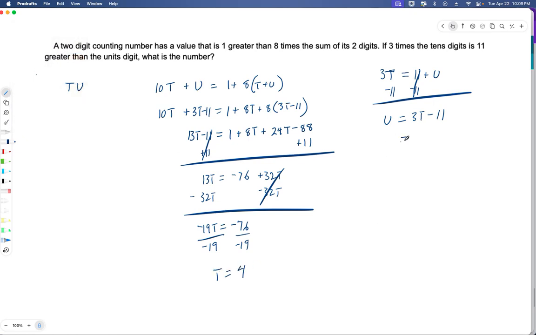So 3 times 4 minus 11. u is equal to 12 minus 11, which is 1. So t is 4, u is 1. The answer is 41.